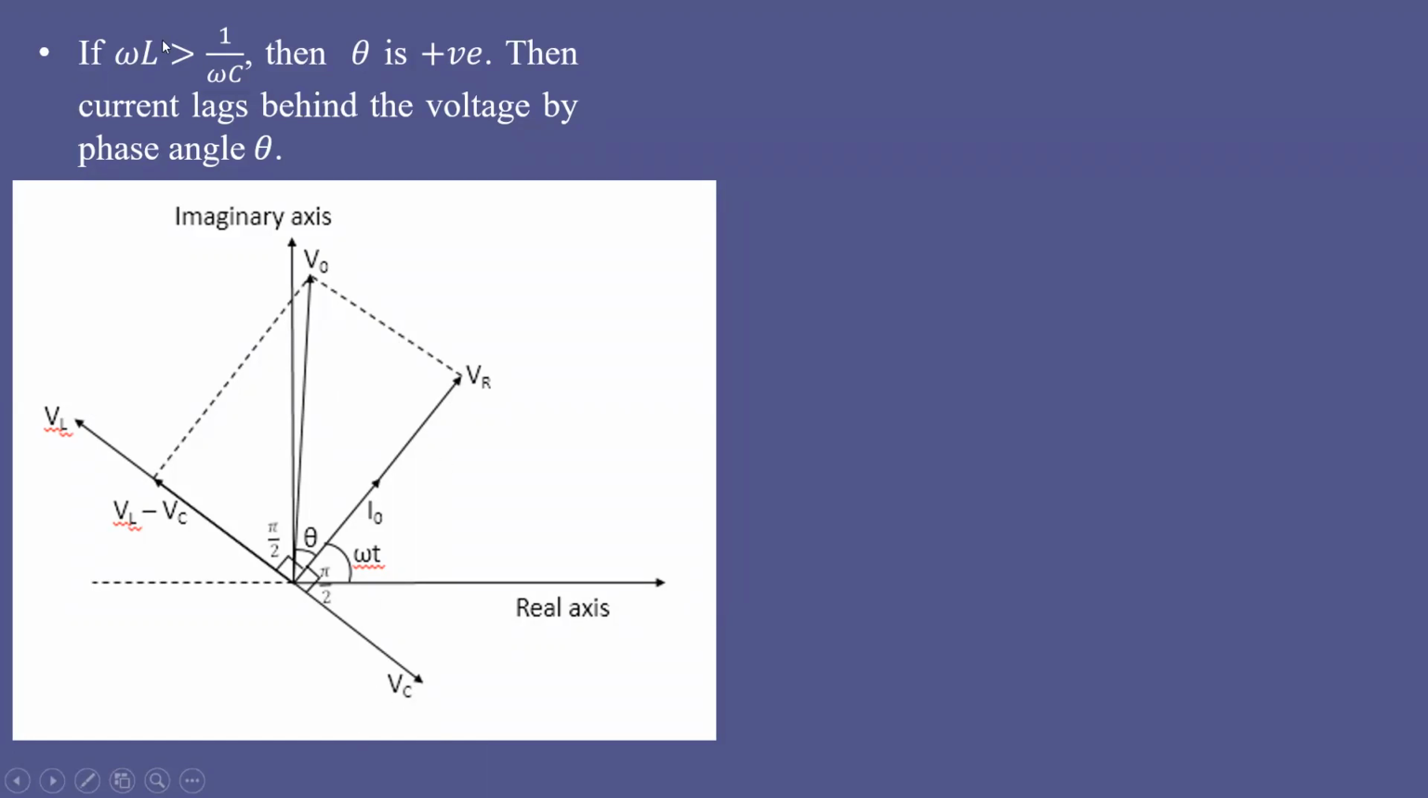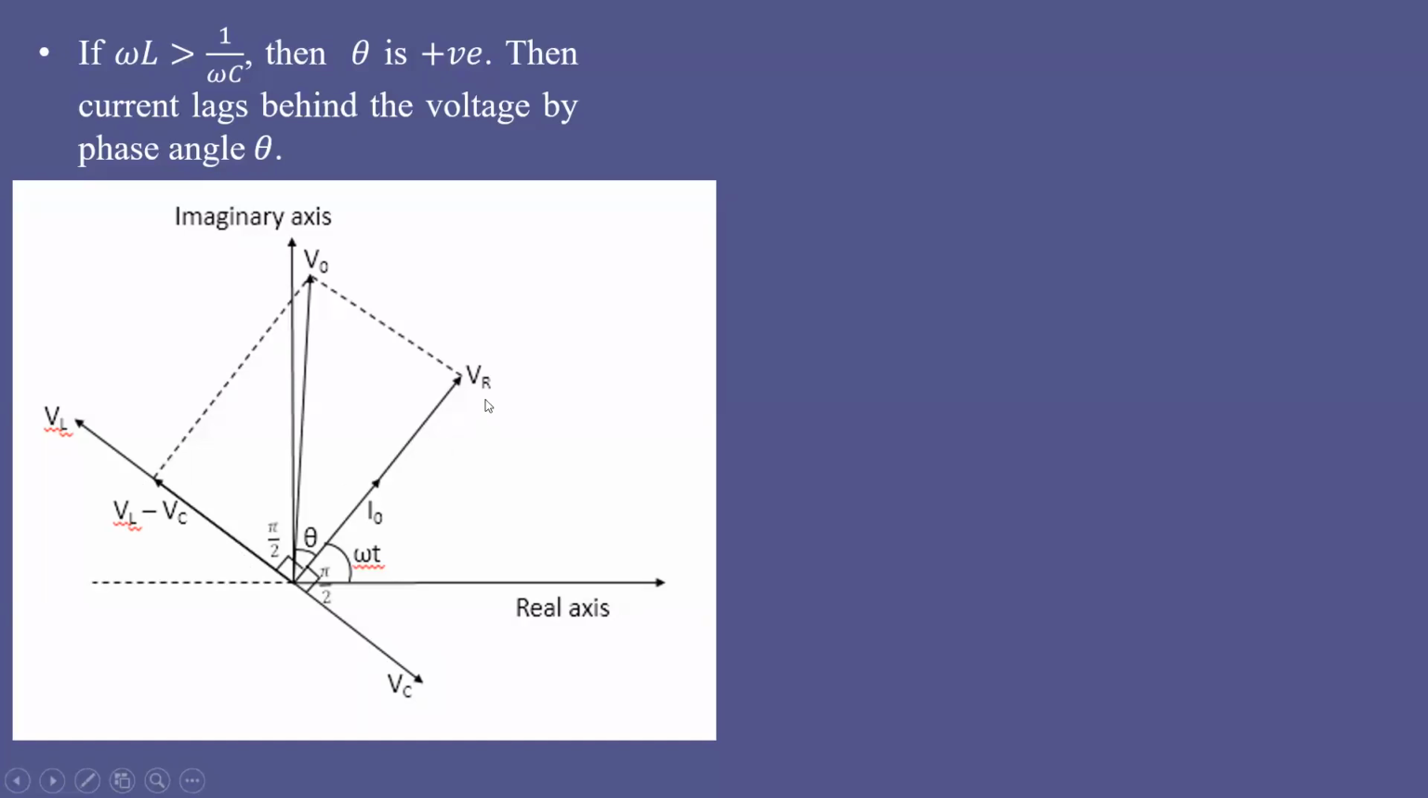Then this is the case, omega L is greater than 1 by omega C. What does it mean? The voltage across the inductor is greater than the voltage across the capacitor. Therefore VL minus VC is positive. Since VL is in this direction and VC is exactly in the opposite direction, the resultant of these two vectors is equal to VL minus VC, and VL minus VC is positive.